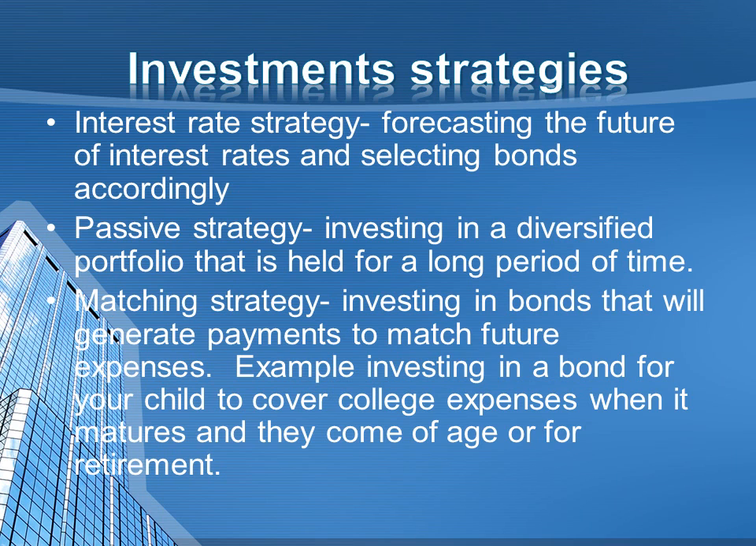Investment strategies. There's 3 that you can look at when you're investing in bonds. The first is interest rate strategy, which is simply forecasting the future expectation of interest rates and the bond market, and selecting bonds accordingly in terms of maturity and whatnot. There's also a passive strategy, which is investing in a diversified portfolio that's held for a long period of time. With that being said, even if there's a rapid change in interest rates, you're not really being hit by it too much because you're very diversified.